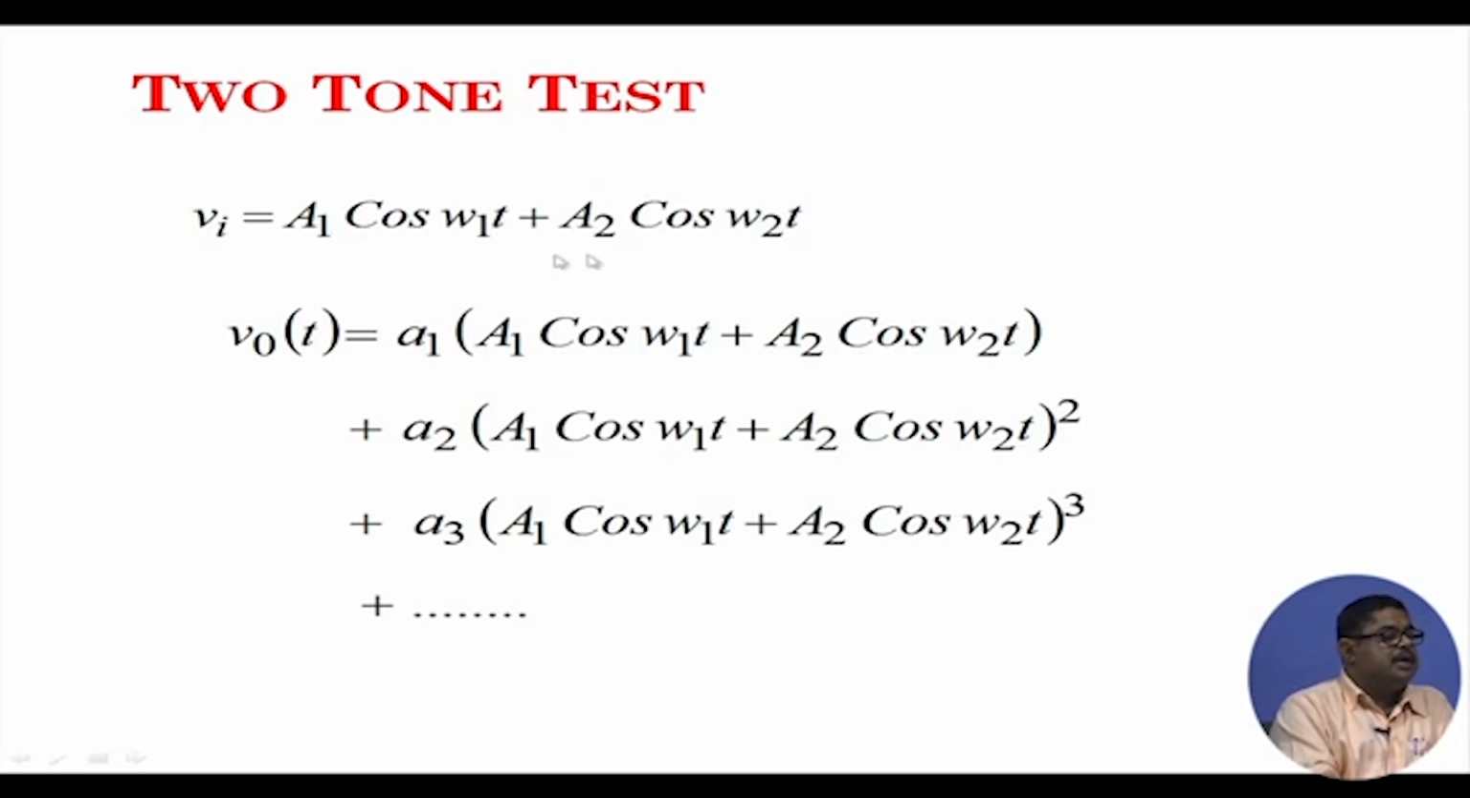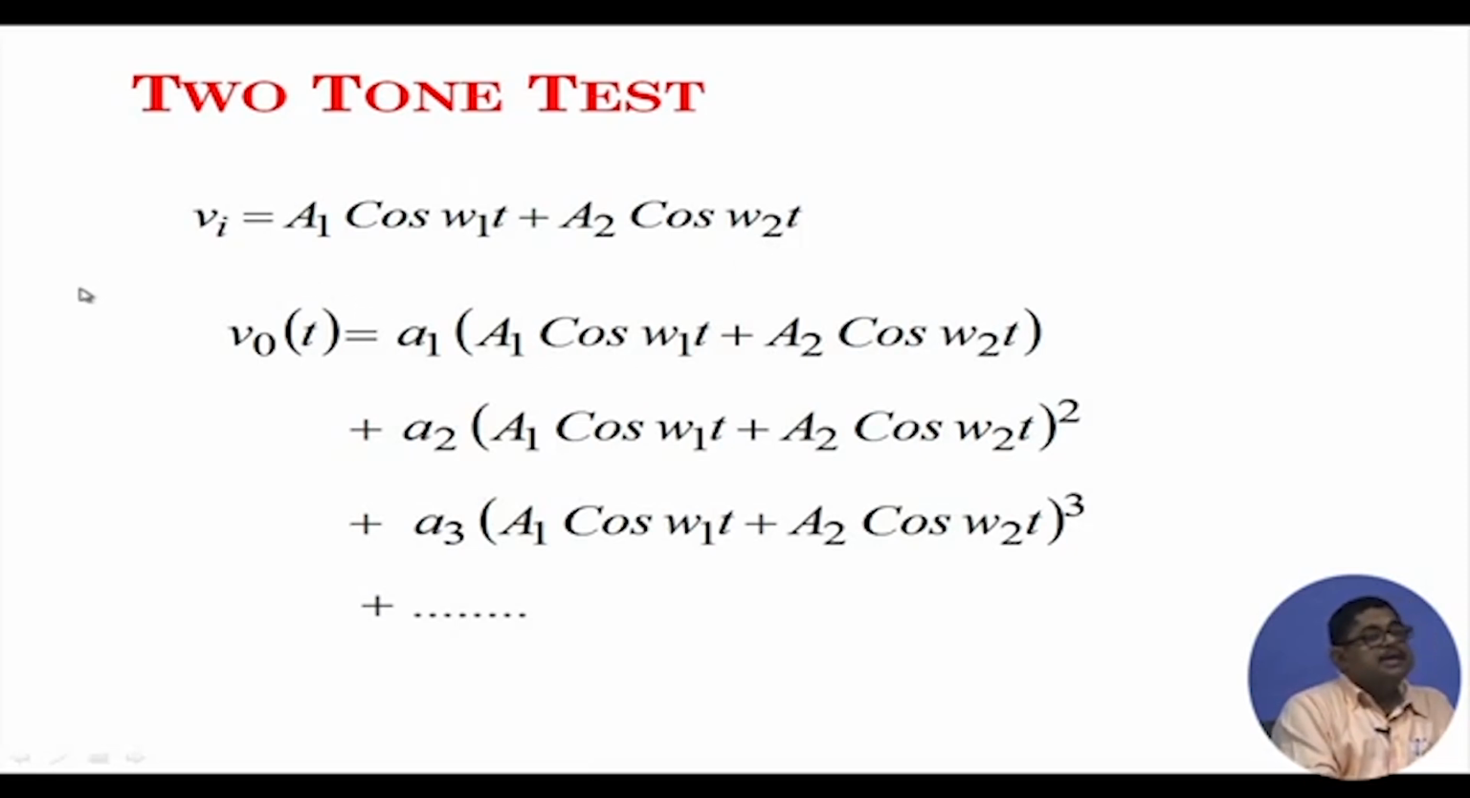as the coefficient for this omega 1 component, and capital A 2 for the omega 2 component. Later we will see that in the two tone test we assume that omega 1 and omega 2 are different, but not very far apart. So, omega 1 and omega 2 are nearby, but two distinct components.